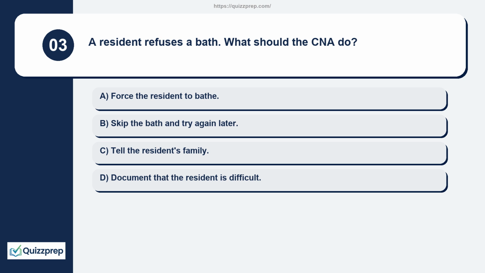Question 3. A resident refuses a bath. What should the CNA do? Force the resident to bathe. Skip the bath and try again later. Tell the resident's family. Document that the resident is difficult.